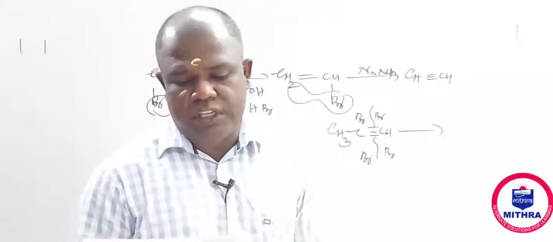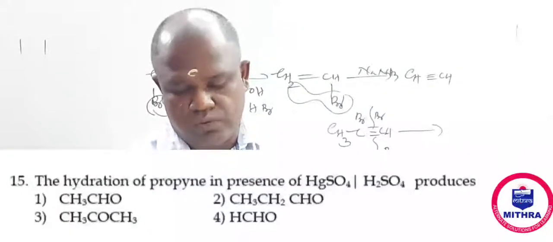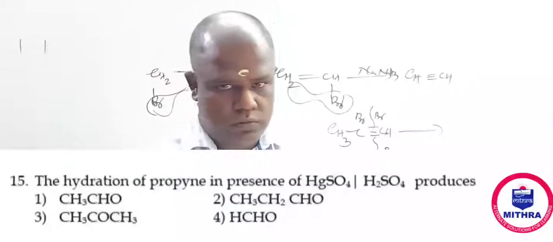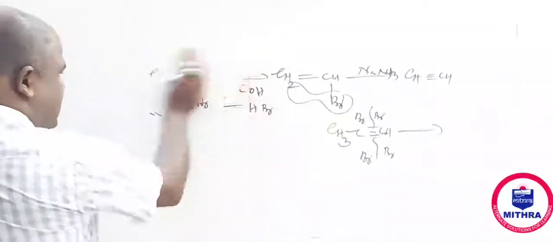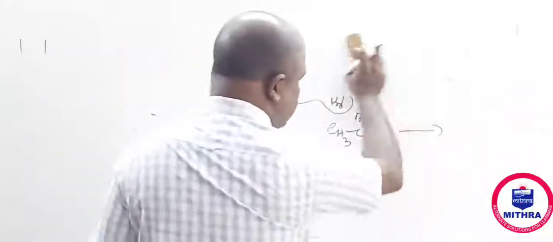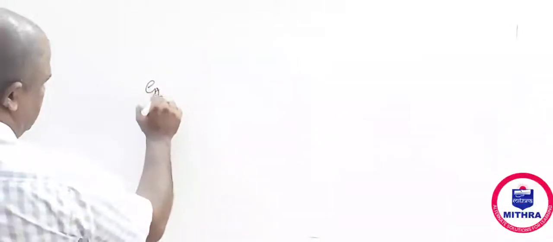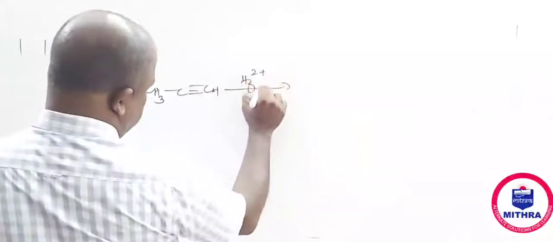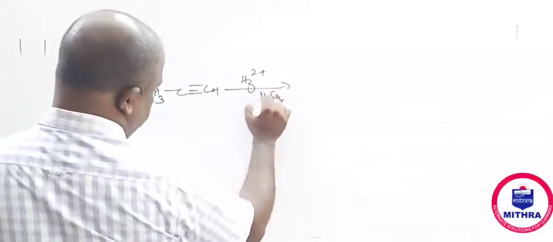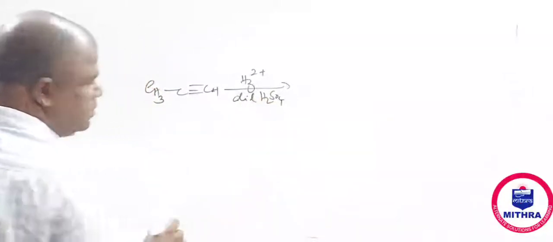Hydration of propyne in presence of HgSO4, H2SO4. Propyne, the same compound. There is a special name for that reaction. Do you remember? Hydration of alkyne in presence of Hg2 plus. Anyway, CH3, C triple bond CH, Hg2 plus, H2SO4. Dilute sulfuric acid means it contains water.